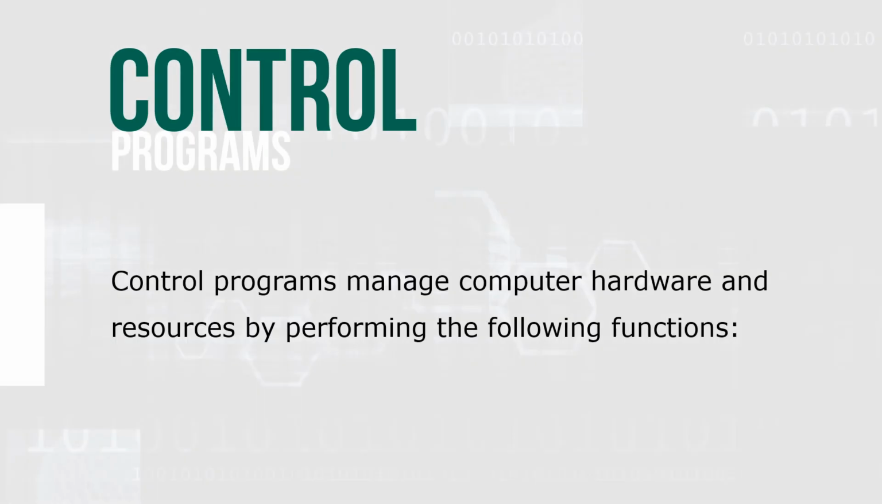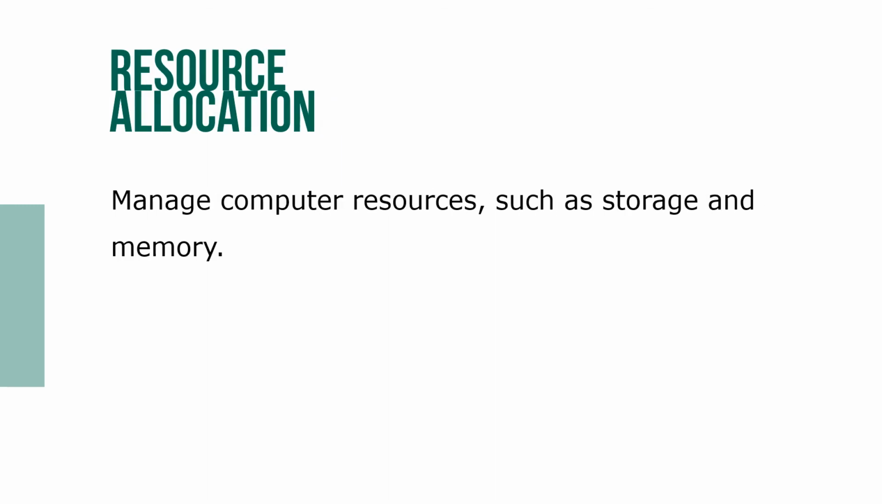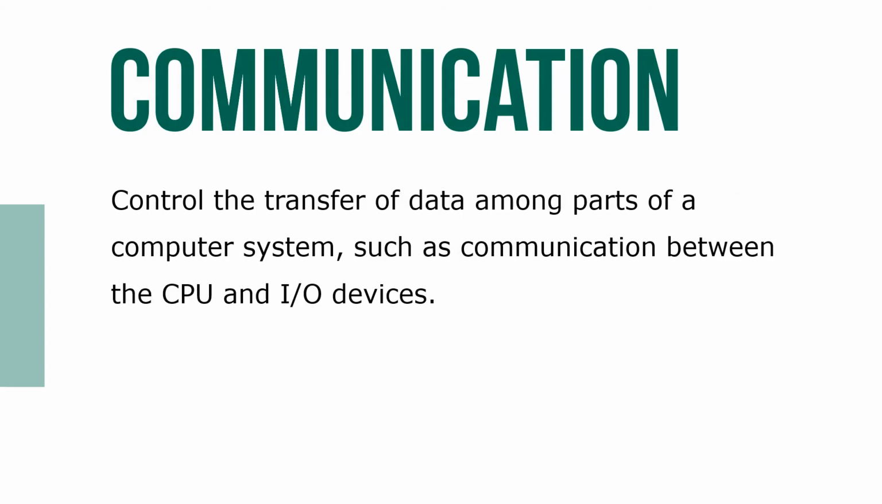Control programs manage computer hardware and resources by performing the following functions. Job management controls and prioritizes tasks performed on the CPU. Resource allocation manages computer resources such as storage and memory. Data management controls data integrity by generating checksums to verify that data has not been corrupted or changed. Communication controls and transfers data among parts of a computer system, such as communication between the CPU and I/O devices.